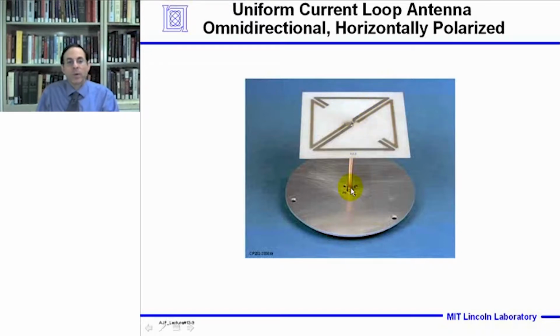So the feed point's in the center. We have a coax cable coming up through the ground plane. The center pin is connected to one side of the transmission line connected to the two dipoles, and the outer jacket of the coax near the feed region is connected to the other conductor. And so there's a microstrip feed line feeding these two dipoles. So a uniform current loop antenna could be considered for an application where a null is desired at broadside and wide angle coverage away from broadside.